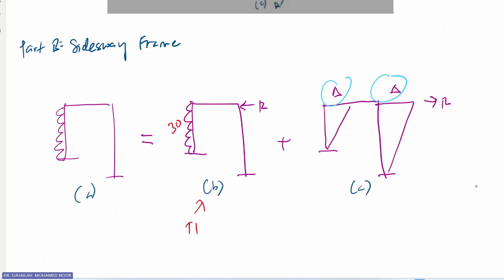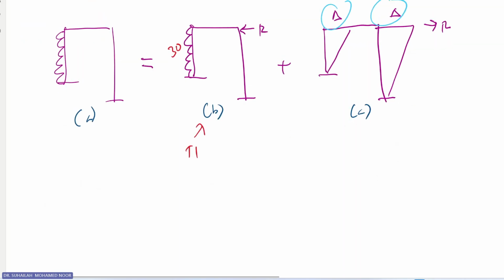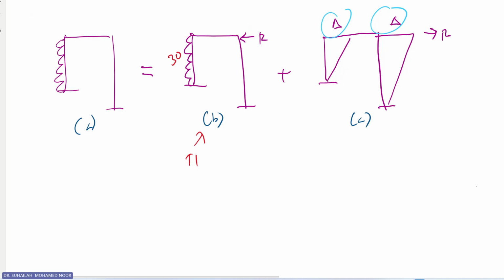So what we actually do is we introduce another diagram which is proportional with the diagram C. So we have to introduce diagram D. It is a frame subjected to R prime. Due to that, there are delta prime at B, delta prime at C. So we introduce the same frame, but this time the frame is subjected to R prime.